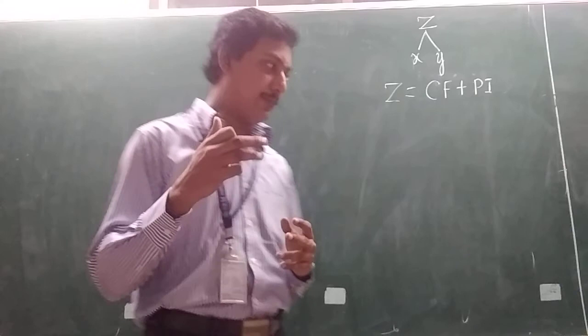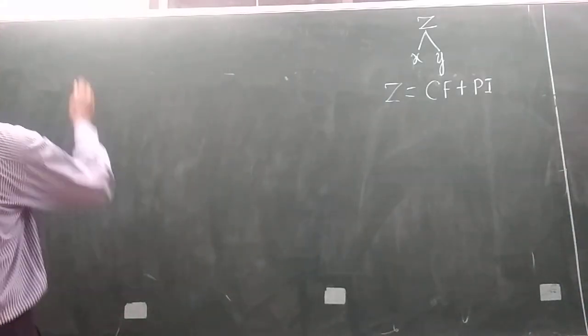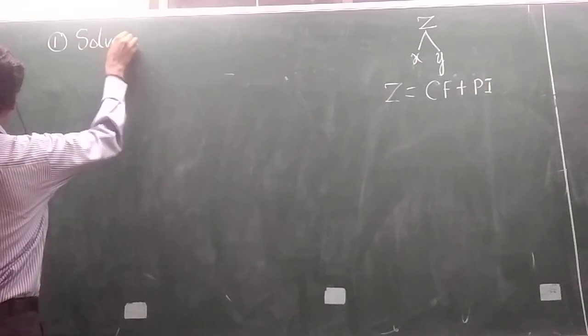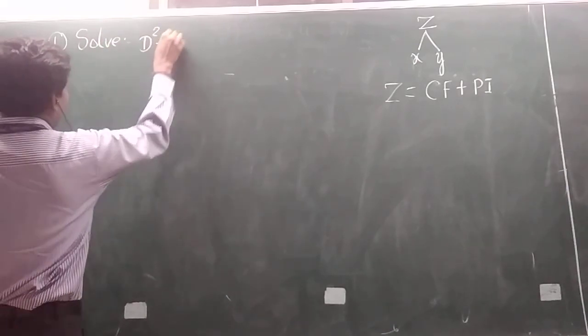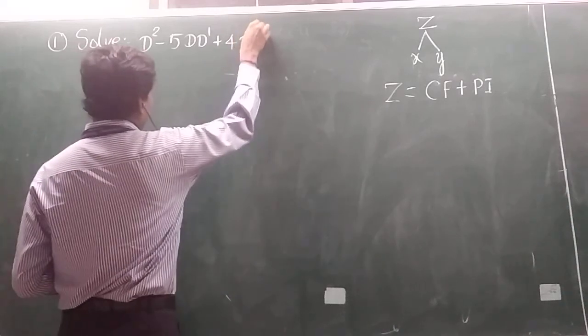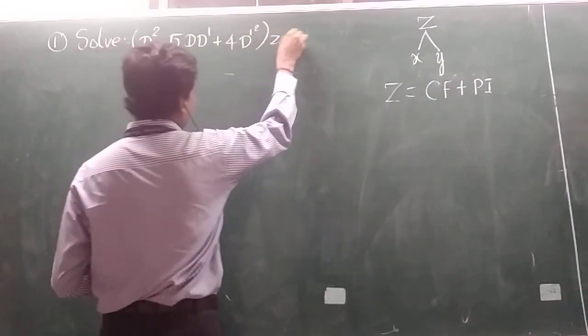Okay, see question number 1. Question number 1 is: solve (D squared minus 5DD dash plus 4D dash squared) z equal to 0.